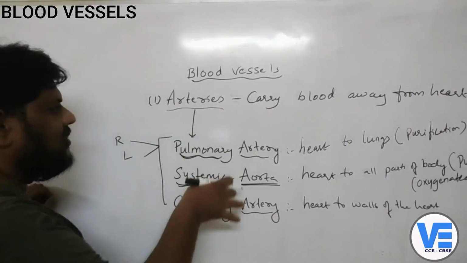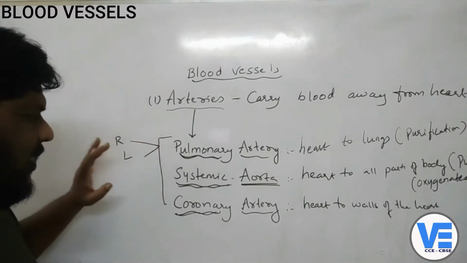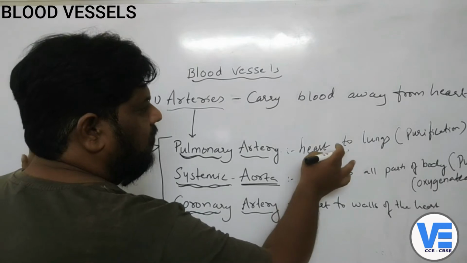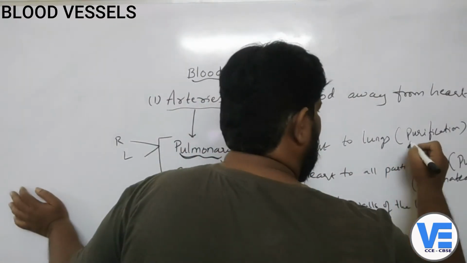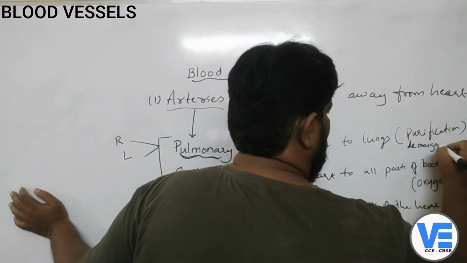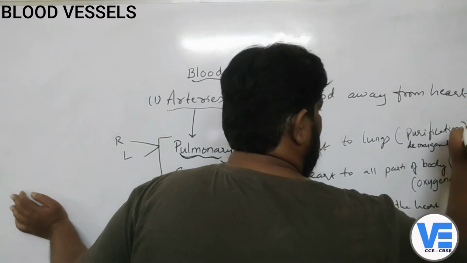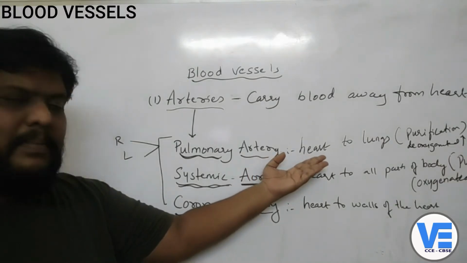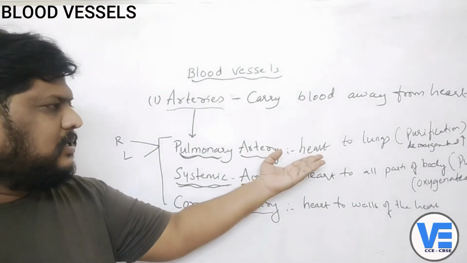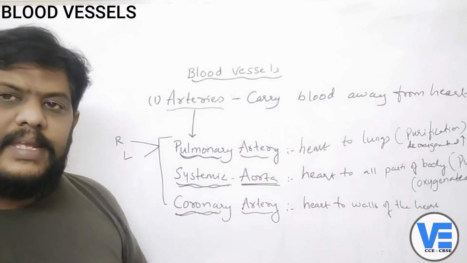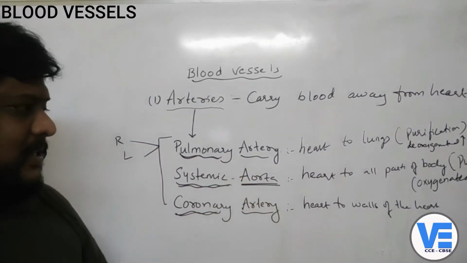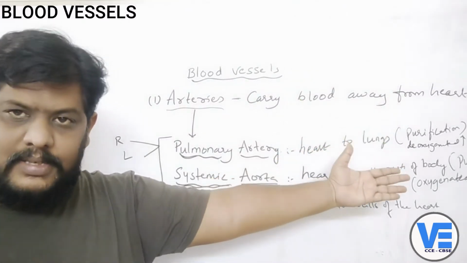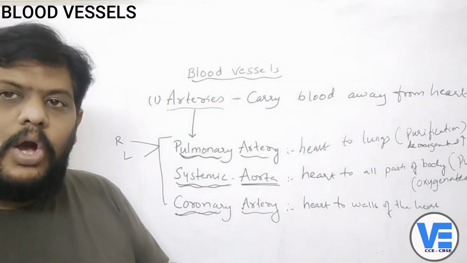So how many arteries are there now? There are three arteries. One is the pulmonary artery, which carries the deoxygenated blood for purification, the contaminated blood, or you can say blood which has carbon dioxide in it. There is no oxygen in that, so that is why it's called deoxygenated blood.